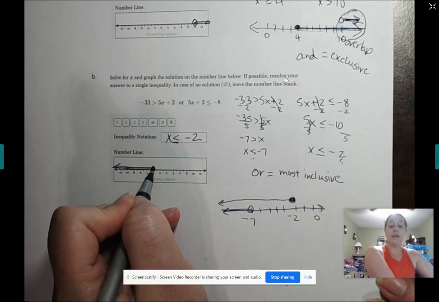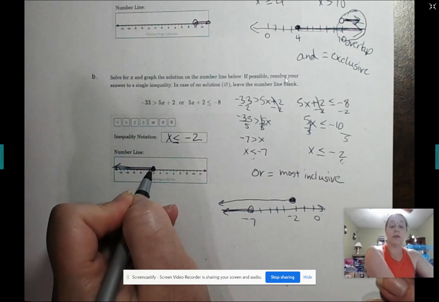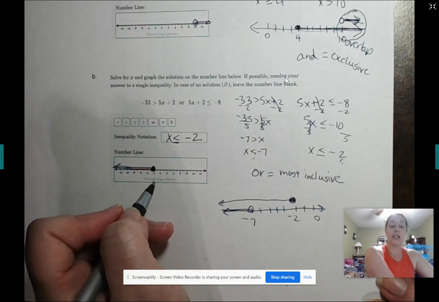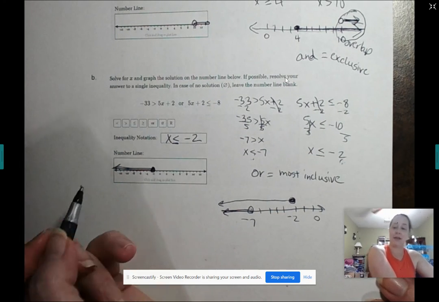And remember, all you have to do is click at the number and drag it, and this will be a closed dot automatically. And if you need to change it, click on it. But the clicking and the dragging will create both the point and the line.